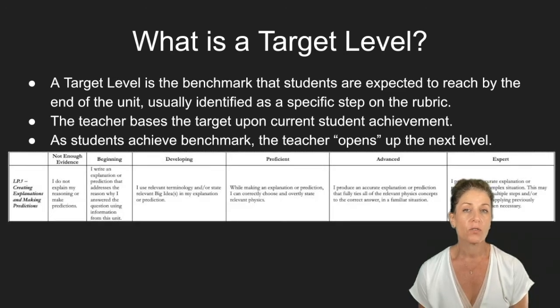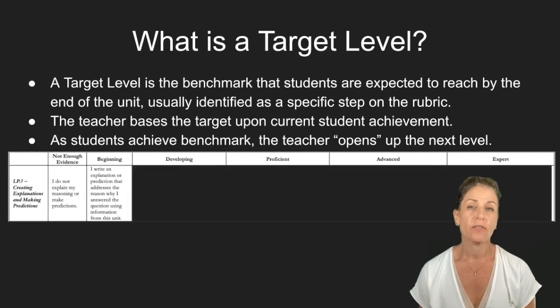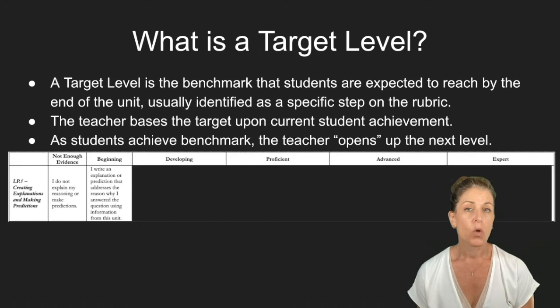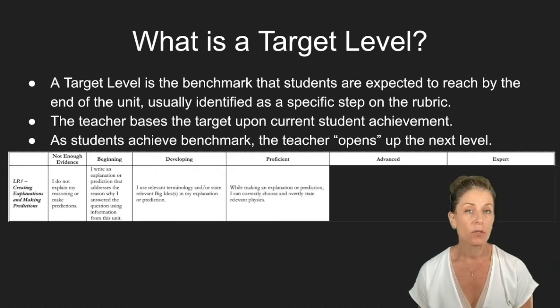Instead of presenting students with the entire learning progression for creating explanations as shown here, we might show them only not enough evidence and beginning in September. We might open up developing in October and proficient in December if the class is ready. In some courses, we may never open up advanced for the class, although certain individuals who may be ready can be coached to get there.